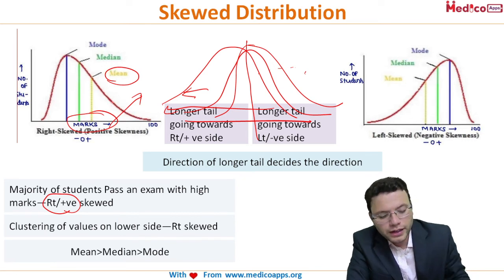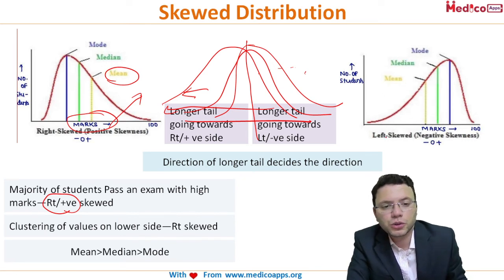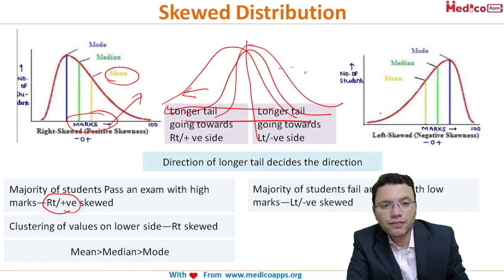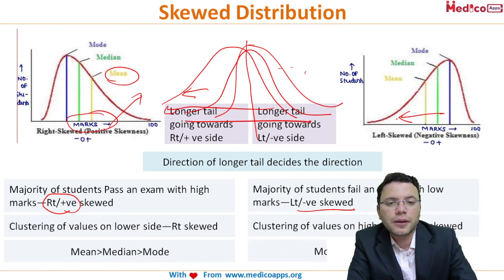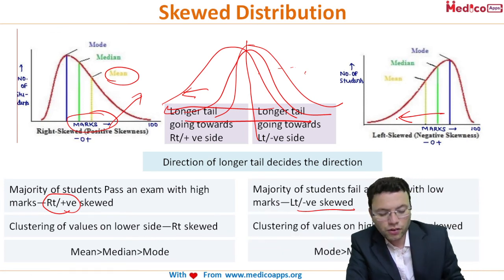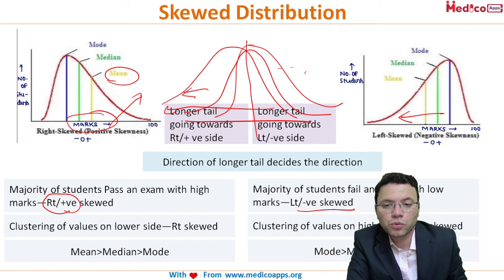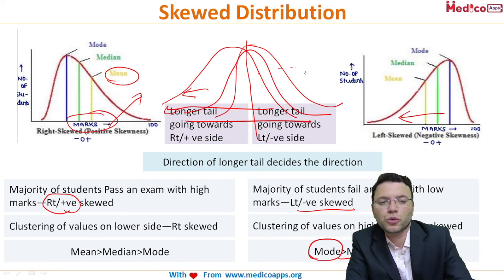In the opposite way, we have the left skewed, wherein many students fail, for example. For that kind of situation, we say it is left skewed or negatively skewed. Towards the left side, there are more values. And then it also gets reversed: the mode has a higher value than the mean and also the median.